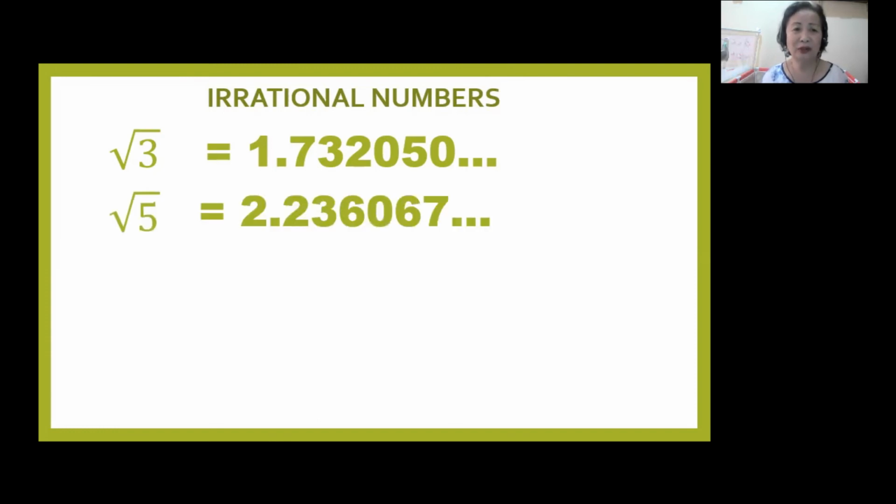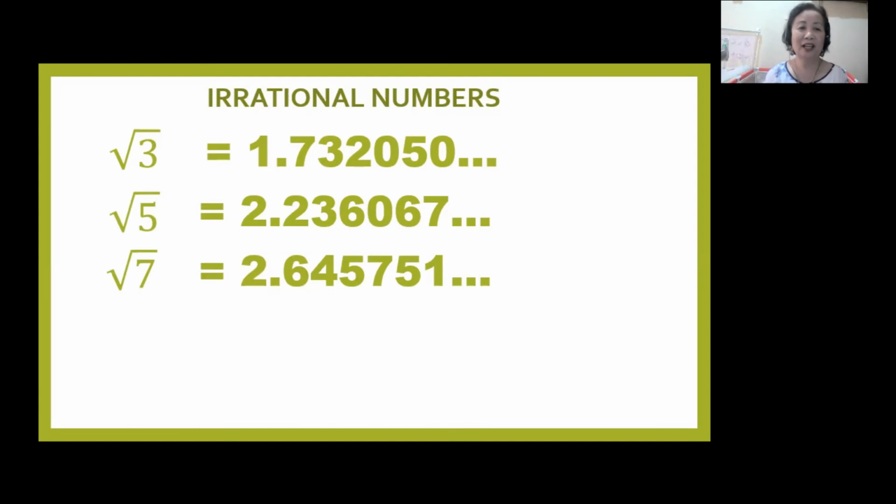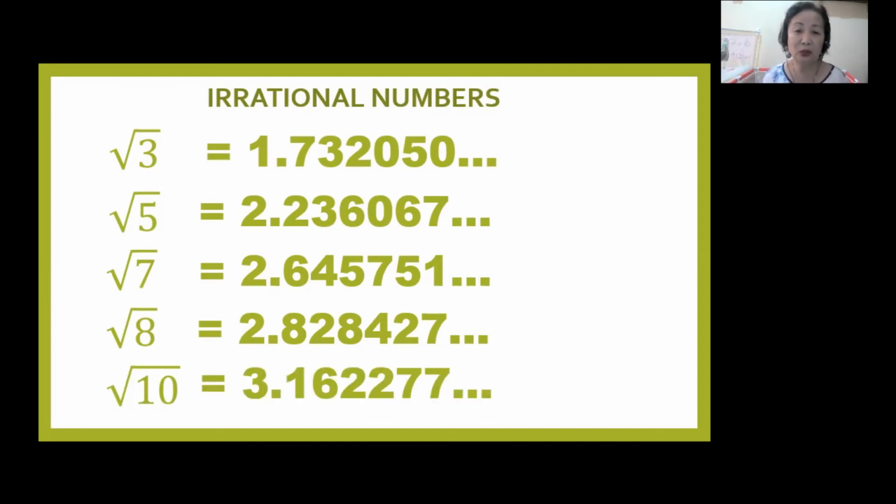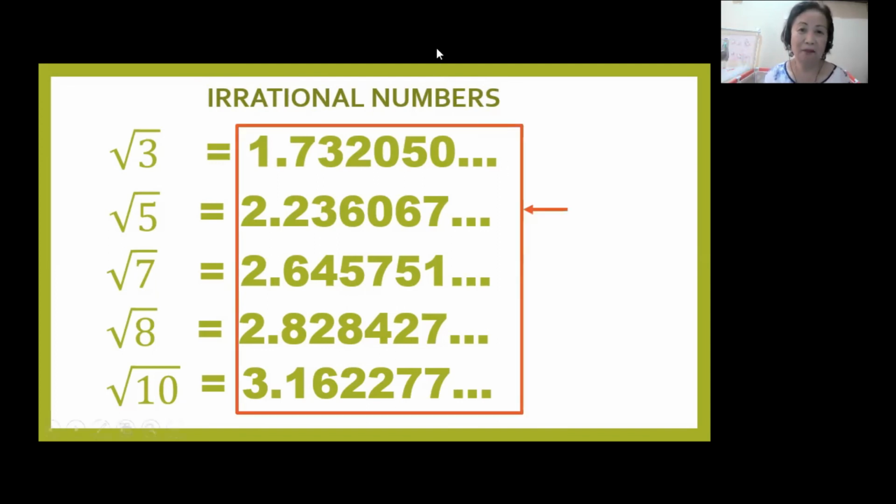We have also a square root of 5. Using your calculator, 2.2360673, and a 3 after. We have a square root of 7, 2.6457513, and so on. Then we have a square root of 8 equal to 2.828427. Then square root of 10 is 3.162277, and so on. So if your number is not a perfect squared number, if the radicand is not a perfect squared number, take note that these are considered your irrational numbers.